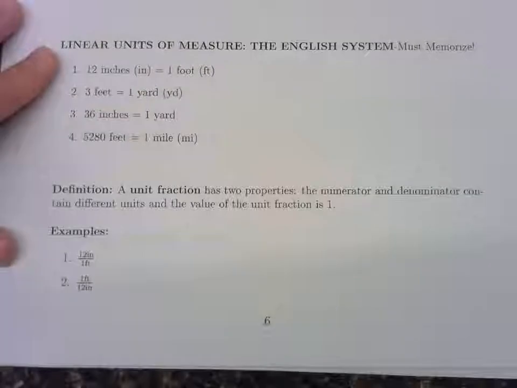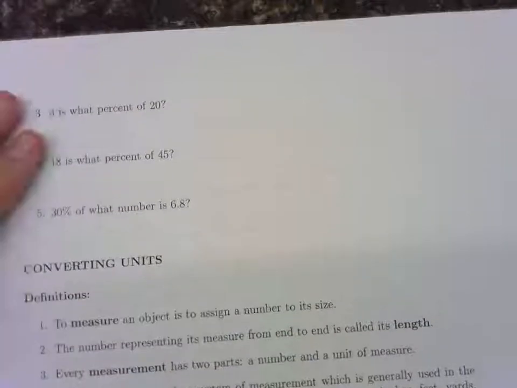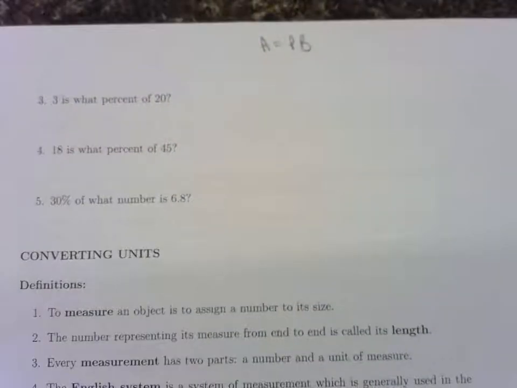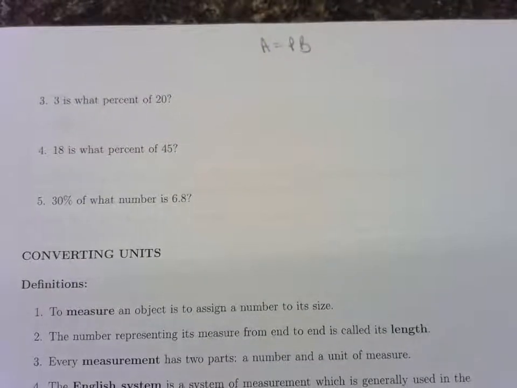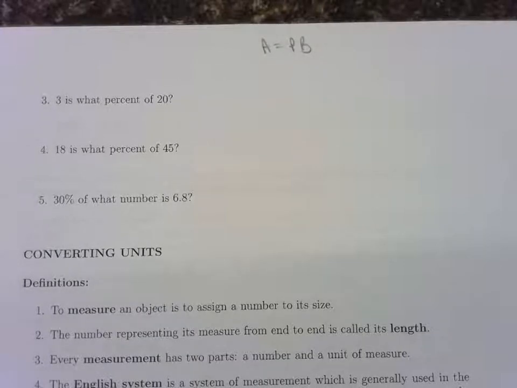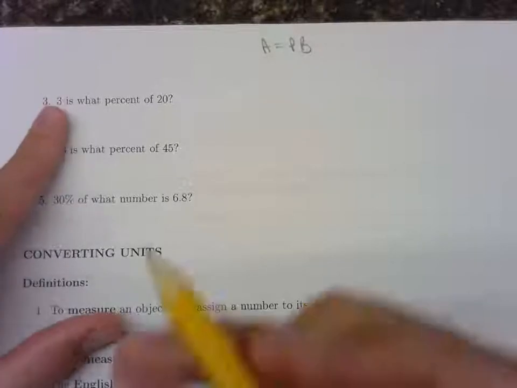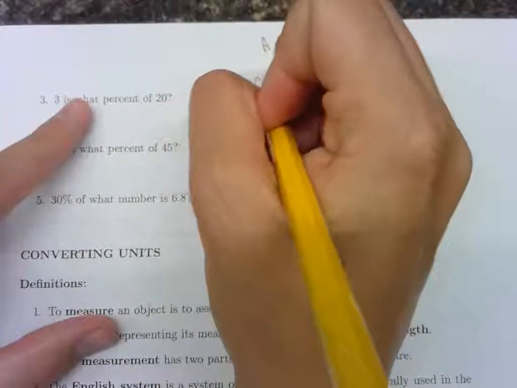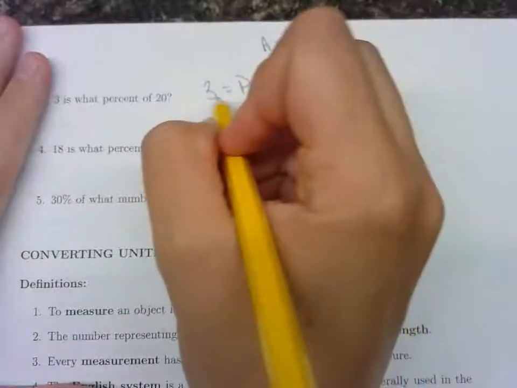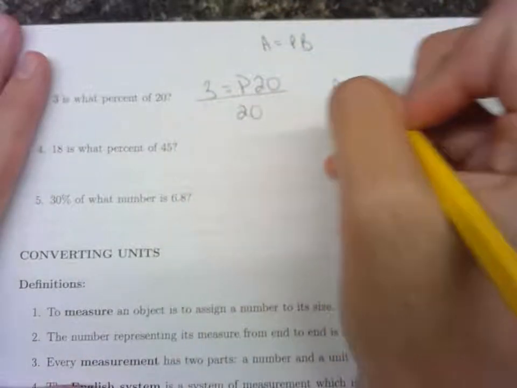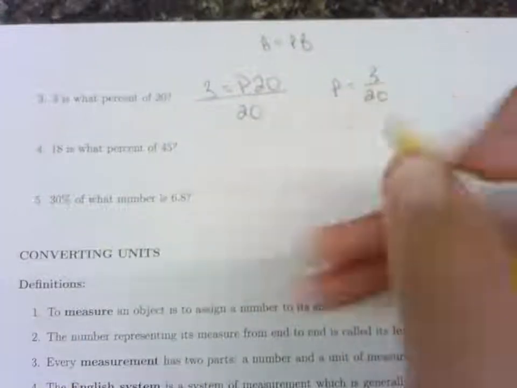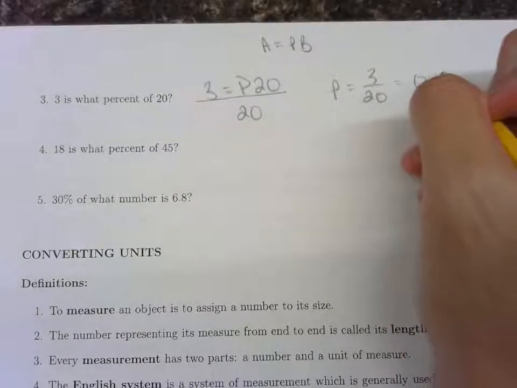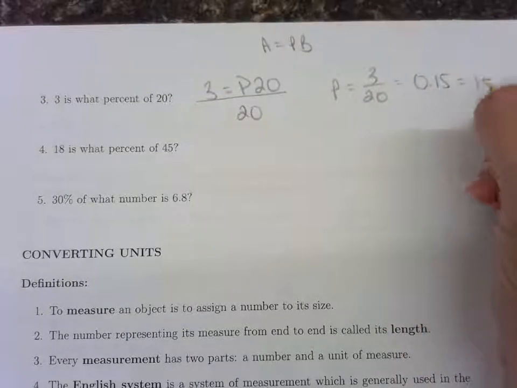On to page 6, we just have a couple more of these. Again, I'm going to write at the top here, A equals P times B. Number 3, we have 3 is what percent of 20? Now we don't have the percentage, so we're going to solve for percent here. A would be 3, we don't have P, and B is 20. We're solving for P, so divide by 20 on both sides. So P is 3 divided by 20. We want to change this into a percent now. If you divide out, that's 0.15. As a percentage, that would be 15%.